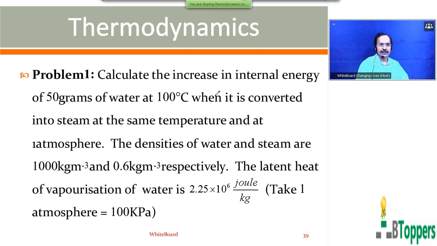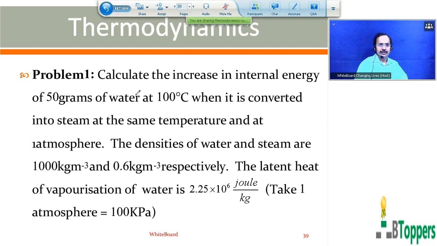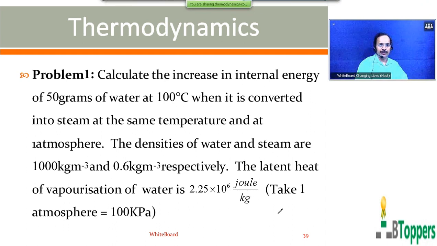So to calculate the increase in energy, we are going to apply the first law of thermodynamics. So delta Q equals delta U plus W. First we have to calculate delta Q, that is the heat energy absorbed during the change of state, and there is no change in temperature. Then we'll calculate the work done at constant pressure, which is given by P delta V. To find delta V, you have to find the final volume of 50 grams of water when it changes into steam, and the initial volume of water before it changes into steam.